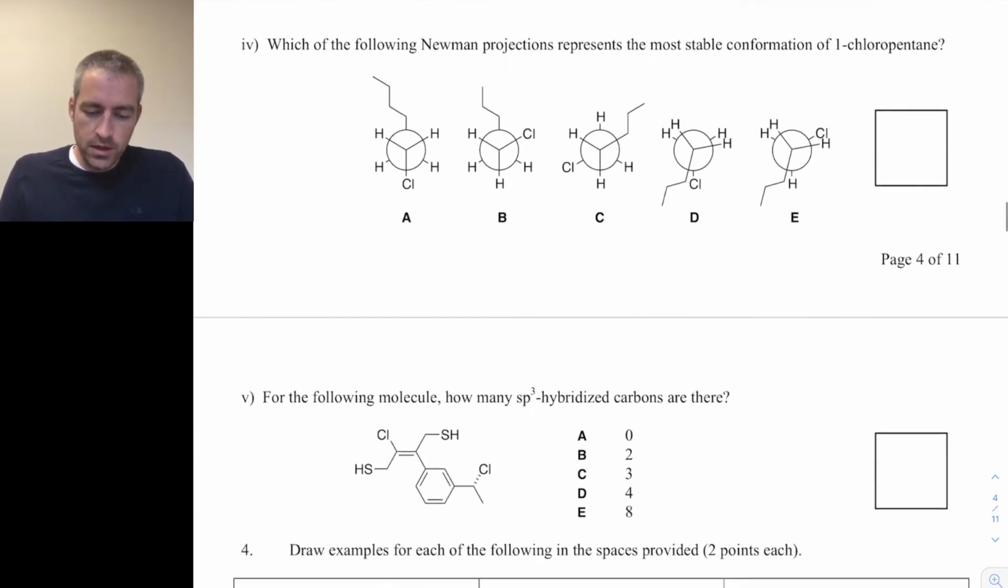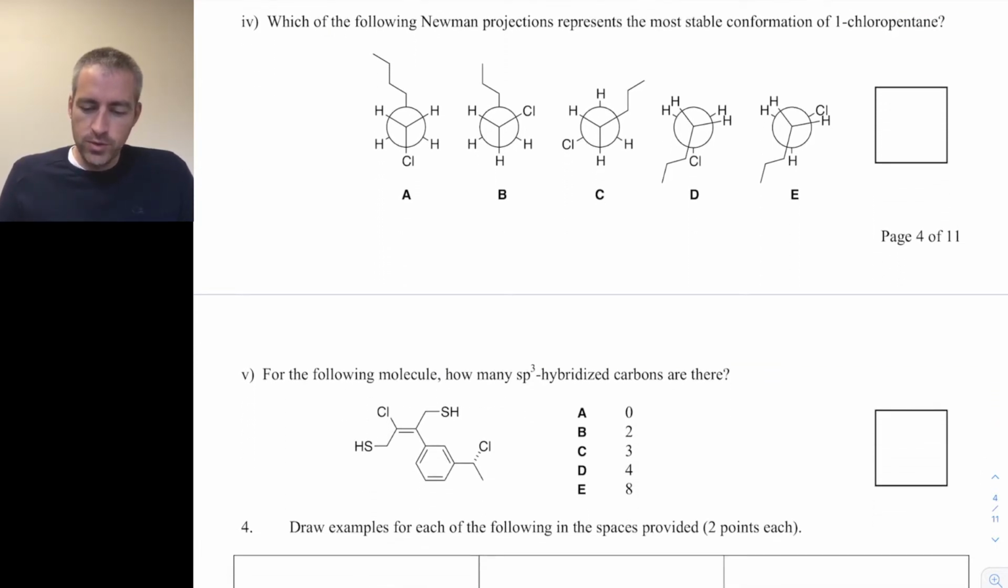Question 4 is looking at Newman projections. Which of the following Newman projections represents the most stable conformation of 1-chloropentane? So we can probably get rid of D and E right away because those are eclipsed conformations, and eclipsed conformations will not be the most stable conformation. The most stable conformation will be a staggered one.